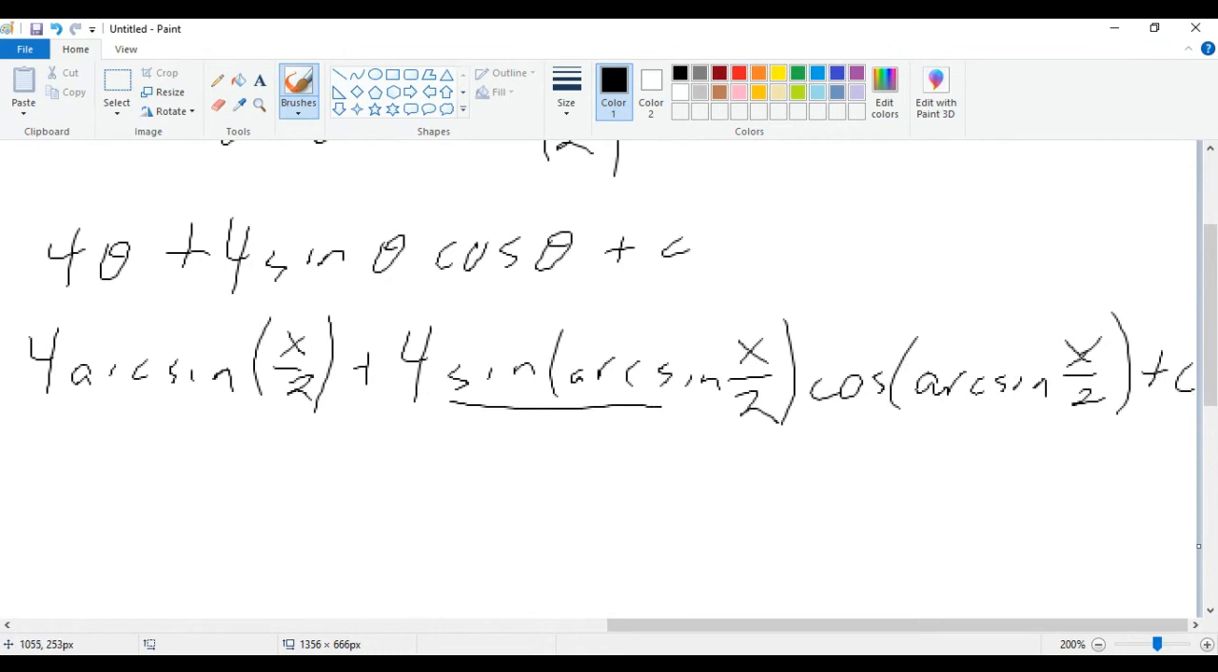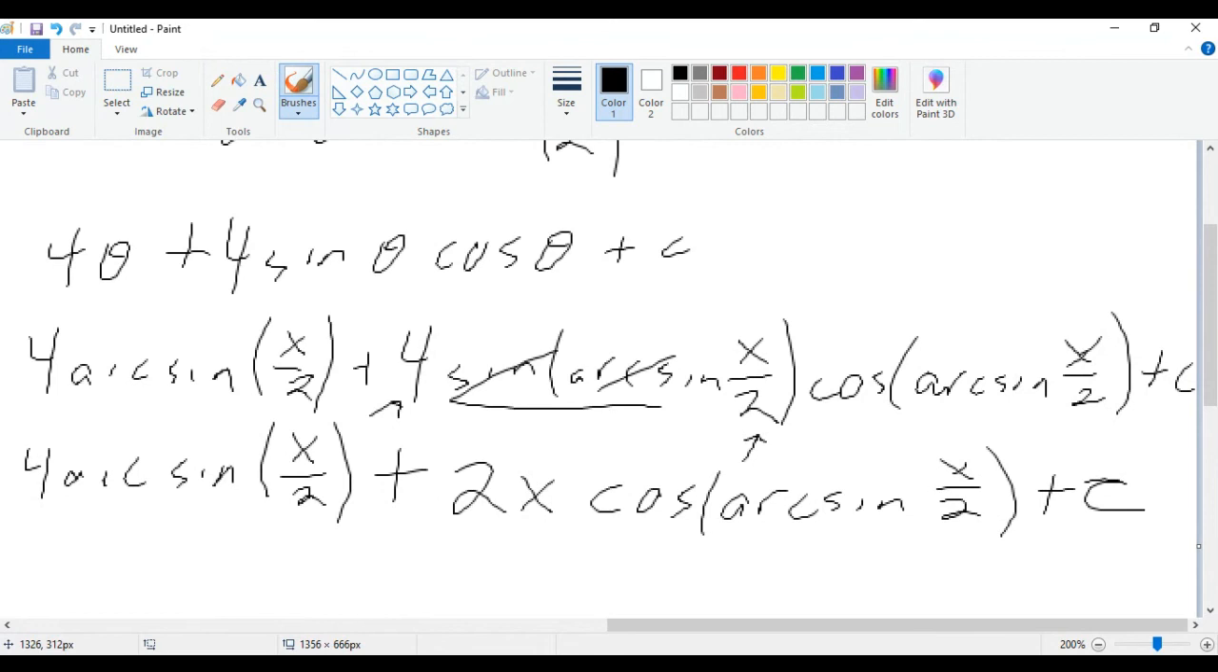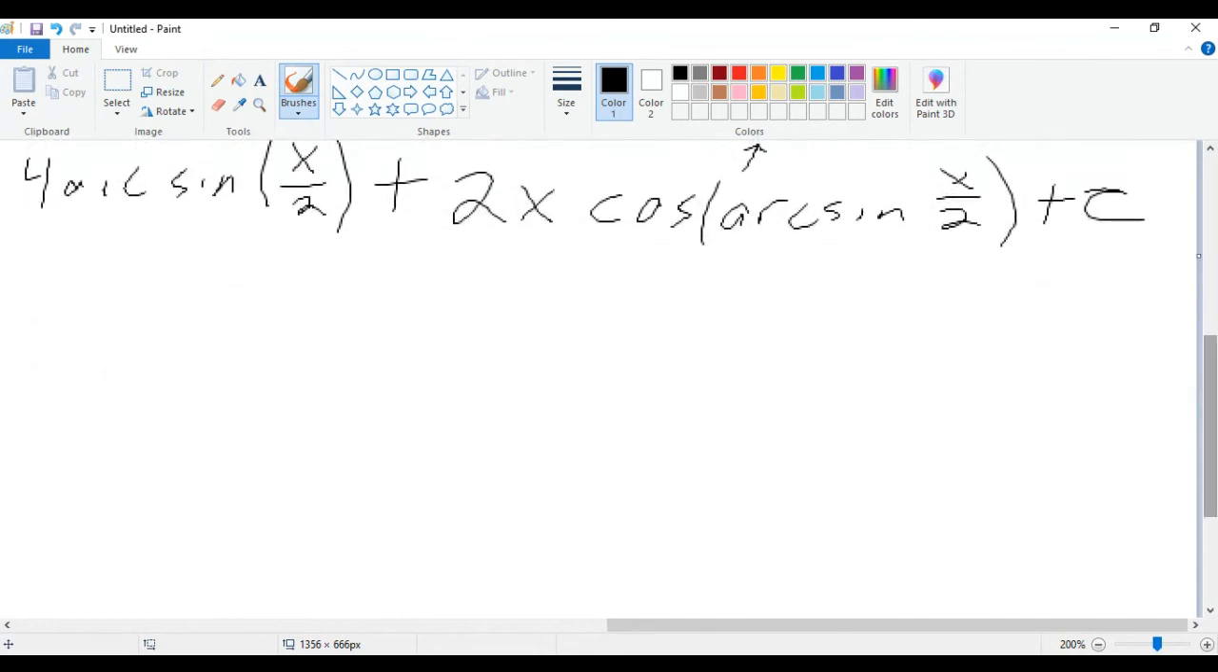And here in this spot, this is where our sine and our arc sine will directly cancel. So we end up with 4 arc sine of x over 2 plus this 2 right here. And this 4 will partially simplify to 2x. We still have cosine arc sine x over 2. We still got our plus c. And we are still not quite done because there's one other thing we can do. That is, we can simplify this section here using a handy little trick.